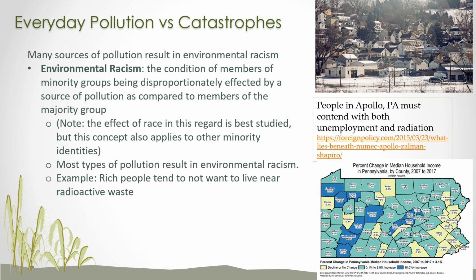And it should also be pointed out that most types of pollution are capable of resulting in environmental racism, namely because hyper-rich people, hyper-privileged people, don't want to live near pollution, right? So if rich people don't want to live near the thing, that means the land around it will be more attainable to those that don't have very much. So poor people will be disproportionately exposed to it.